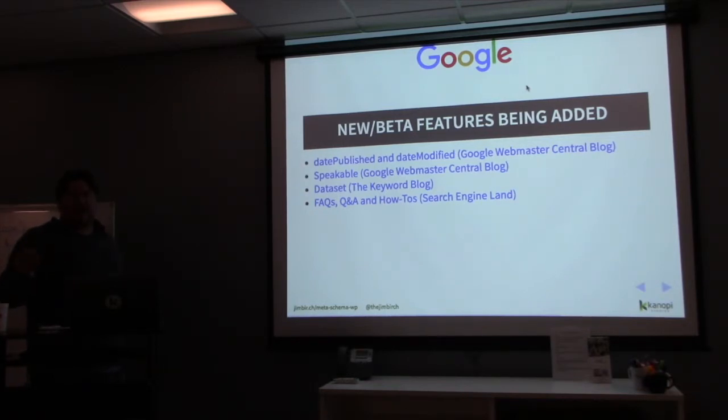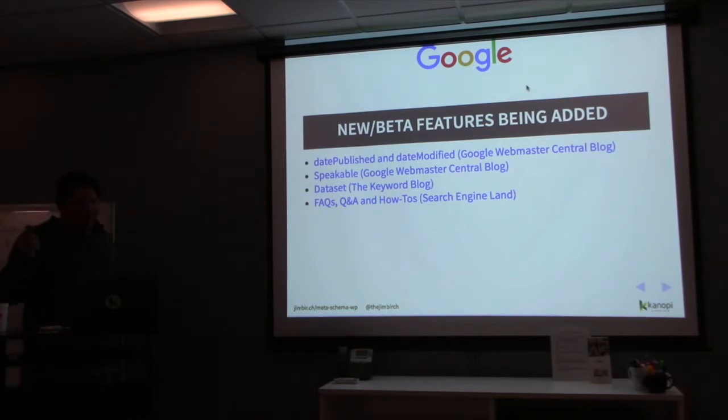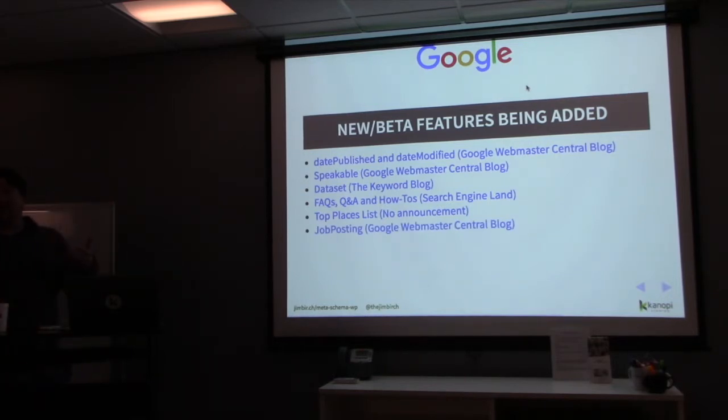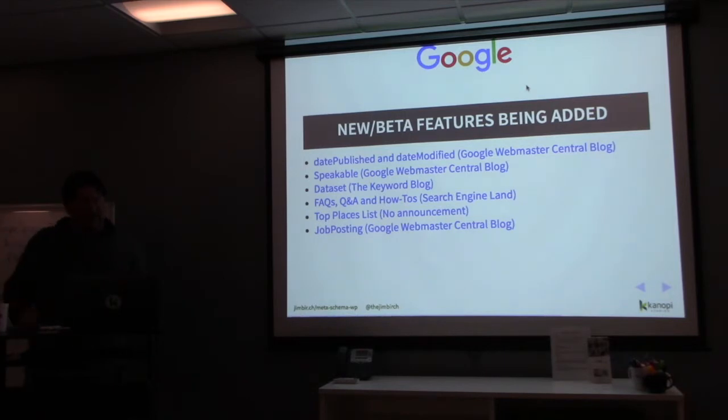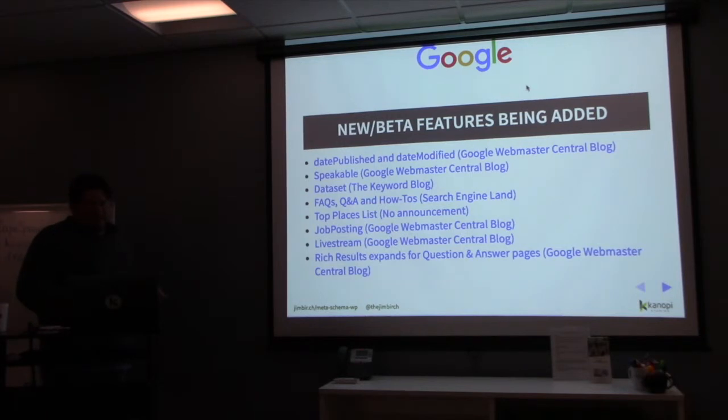Basically, you can mark up your content so it appears well. If anybody's ever searched on Stack Overflow, this is how Stack Overflow is getting a lot of their answers into Google search results. Their markup's pretty cool. Top places list just showed up out of nowhere. Job posting, so if you mark up your job posting right, it can show up on the right-hand side. Live stream, if you tell Google when you start live streaming, when you've stopped, or if you have it planned. There's another QA page link.